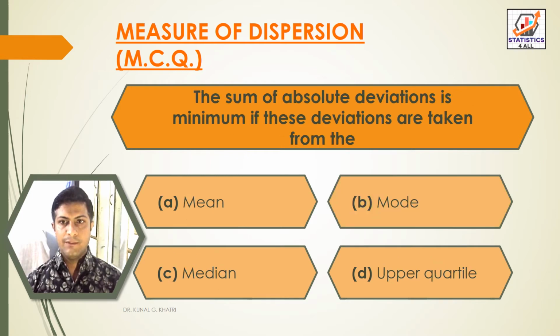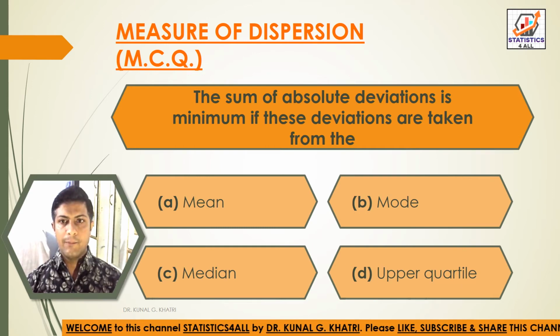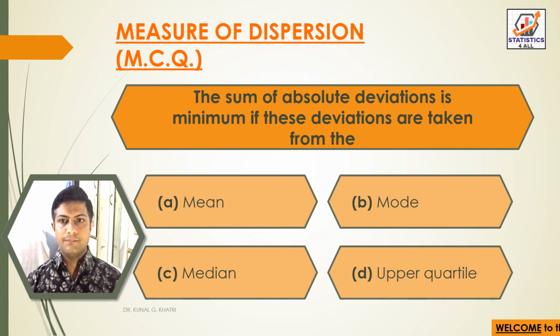Next question, the sum of absolute deviations is minimum if these deviations are taken from the option A mean, option B mode, option C median, and option D upper quartile. So here we have answer option C median. The sum of absolute deviation is minimum if the deviations are taken from the median.